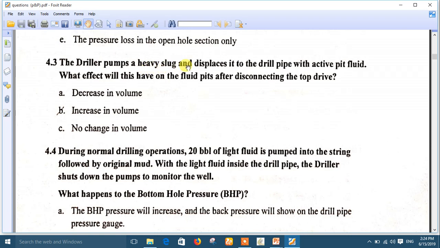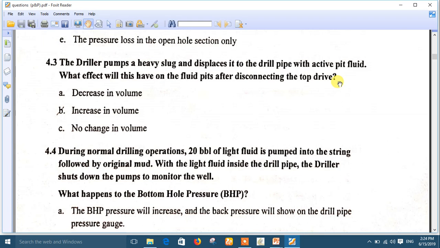The driller pumps a heavy slug and displaces it into the drill pipe with active pit fluid. What effect will this have on the fluid in the pits after disconnecting the top drive? Let's try to imagine with me. There is a U-tube between the drill string and the annulus. Once you pump the heavy slug, the same volume comes to the pit. So when you pump 20 barrels, the same 20 barrels come to the pit.